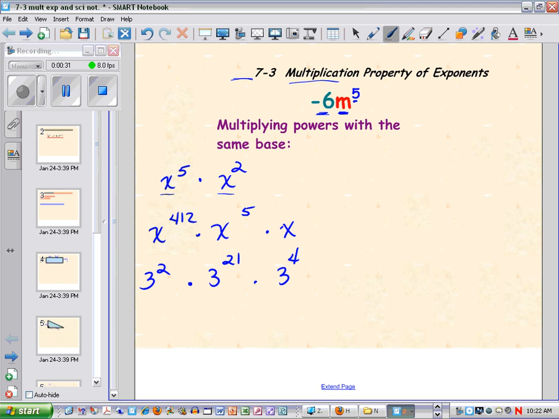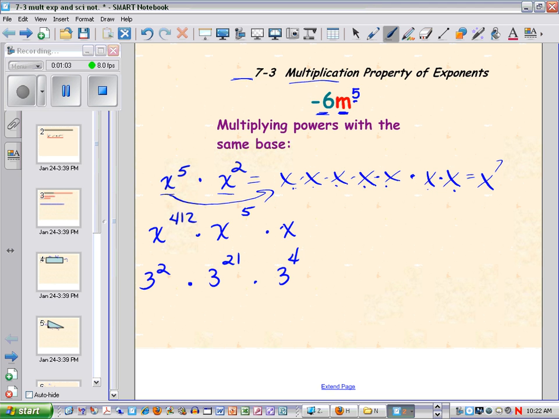So it looks exactly like the other one. X is the same as x. So x to the fifth, this guy, is really x times x times x times x times x. 1, 2, 3, 4, 5. Times x squared, which is x times x. So instead of going through all this trouble of multiplying all these different x's, we've got 1, 2, 3, 4, 5, 6, 7 of them. So that's really x to the 7th.